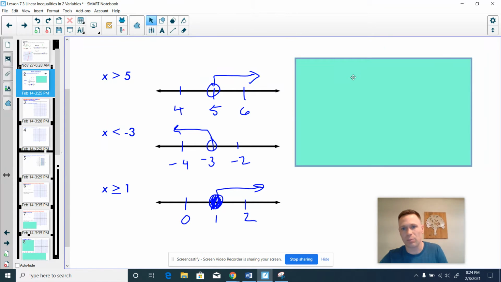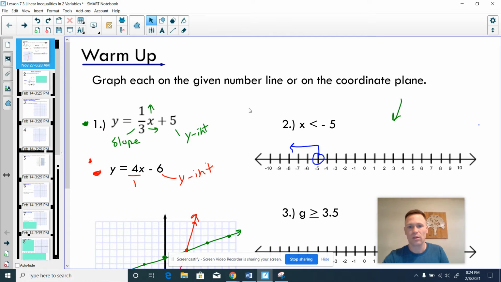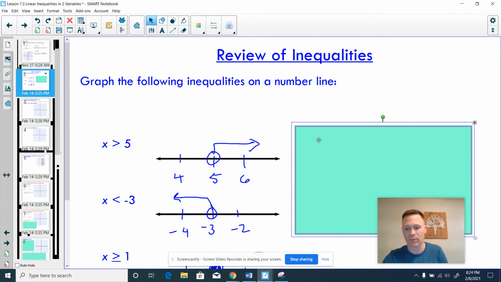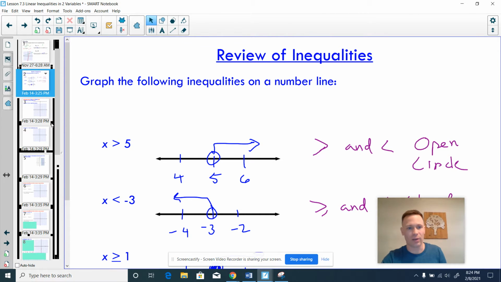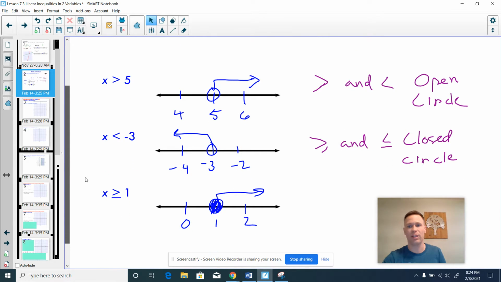So I'm going to summarize a couple things for us. That's not what I wanted. This is what I wanted. Kind of summarizing what it meant to be an open and closed circle. So remember, if we have greater than or less than, that means we have an open circle. Those numbers are not included. And greater than or equal to or less than or equal to means we have a closed circle, and that means those numbers on that circle are included in the inequality solution.